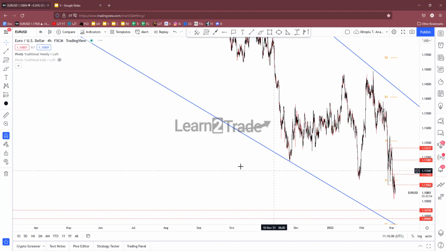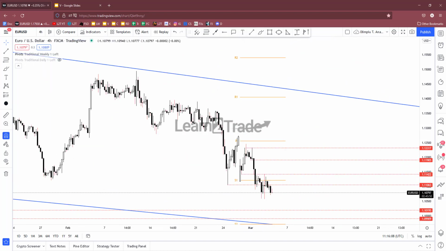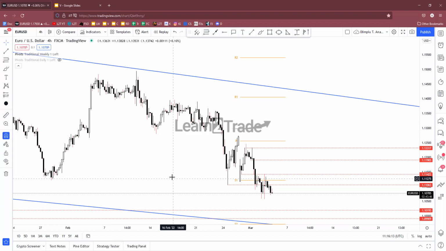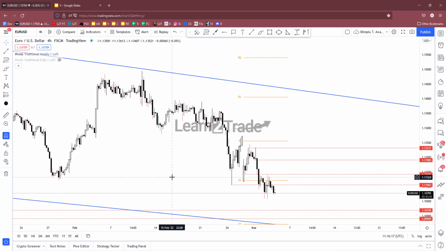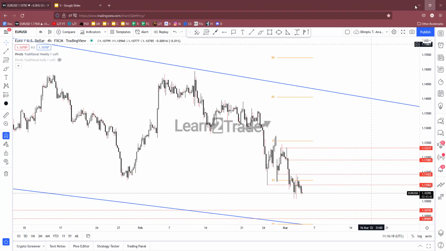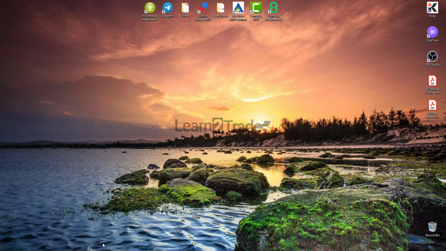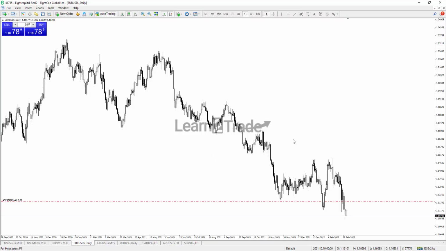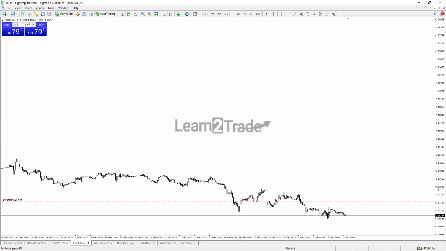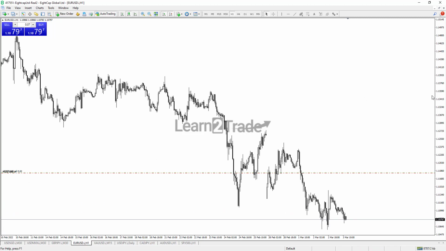So let's take a look. Euro versus the US dollar. As you already know, guys, I'm short on the euro versus the US dollar, right? So something like this, yeah. As you already know, I'm short on the euro versus the US dollar in this real account. My position runs in profit. Let's take a look.